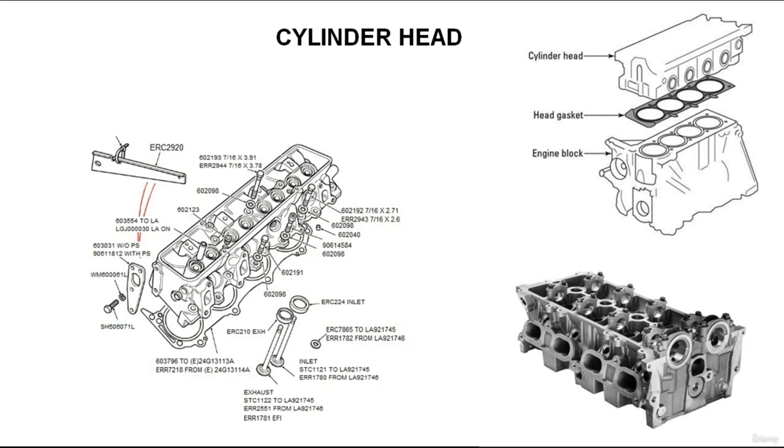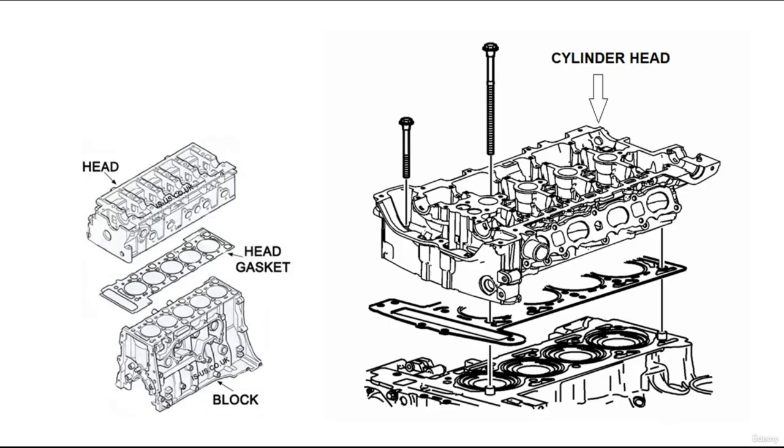The sealing surface of the head must be flat and smooth. To aid in the sealing, a gasket is placed between the head and the block. This gasket, called the head gasket, is made of a special material that can withstand high temperatures, high pressures, and the expansion of the metal around it.